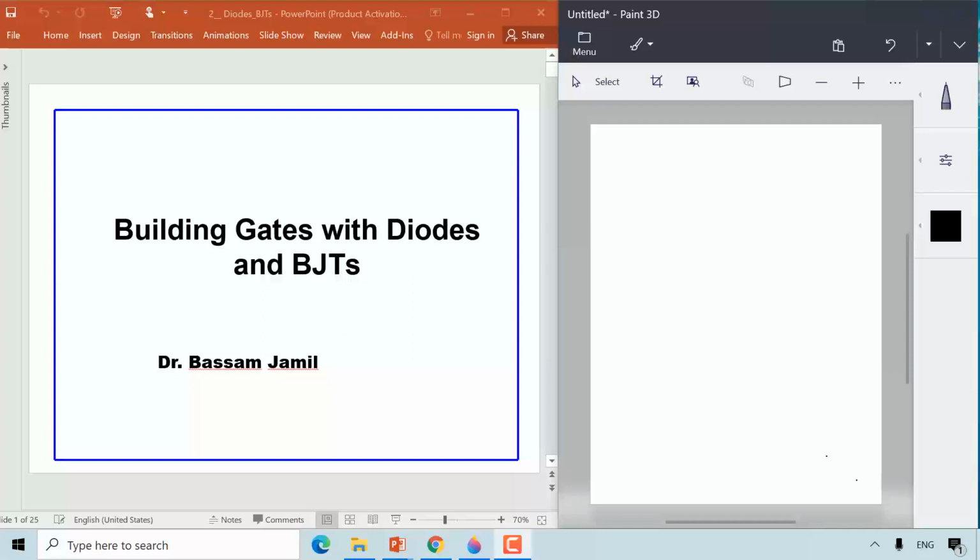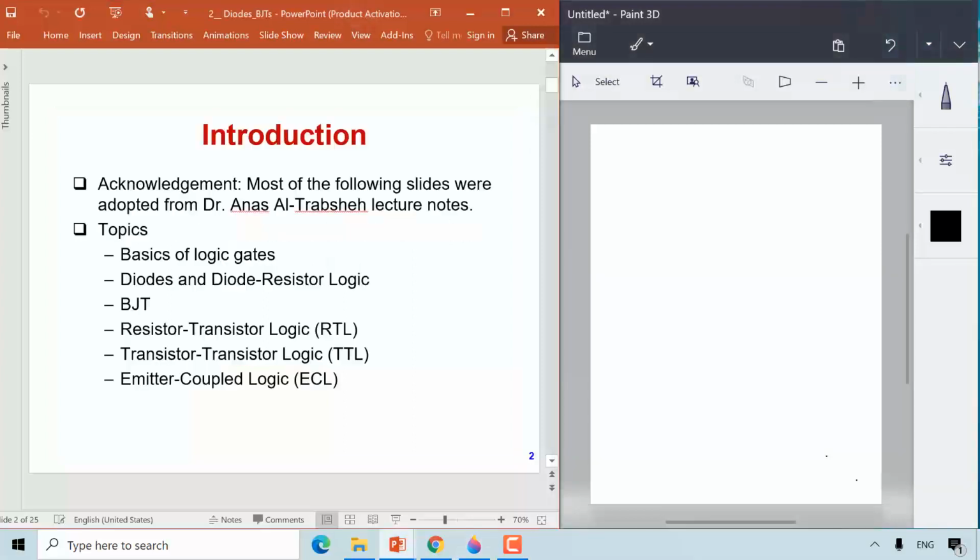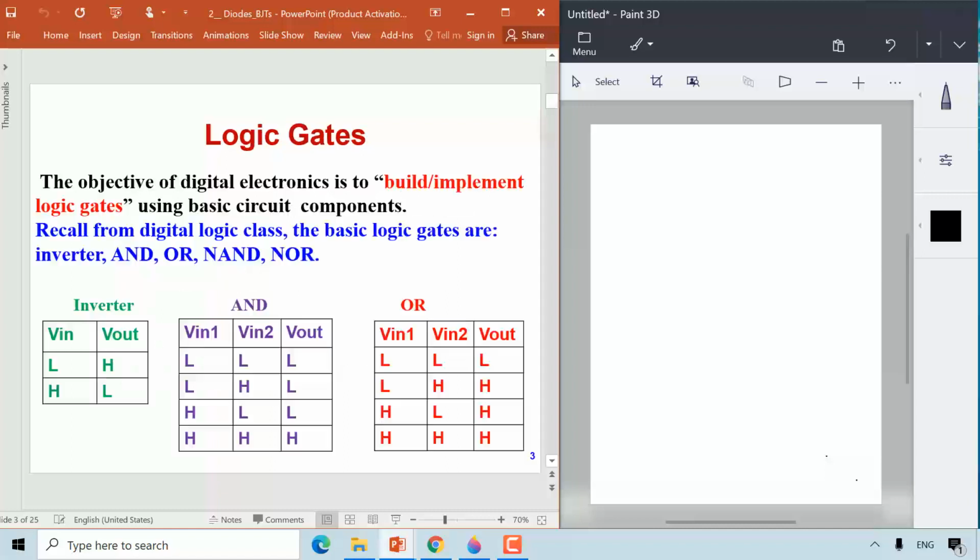So let's keep going here. We'll talk about different techniques using diodes, and it's a good idea that you review logic gates and diodes from your digital logic class and electronics one class as well, because we're going to build on that knowledge. And if you have forgotten some of those basics, now is a good time to do a quick review.